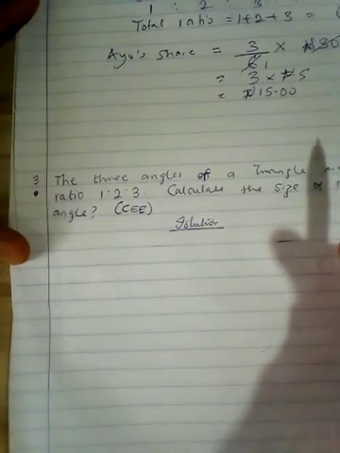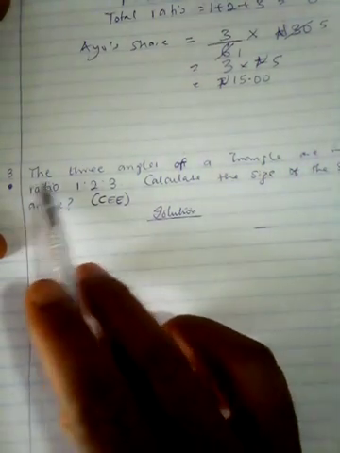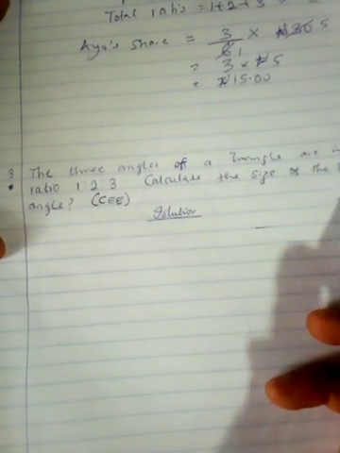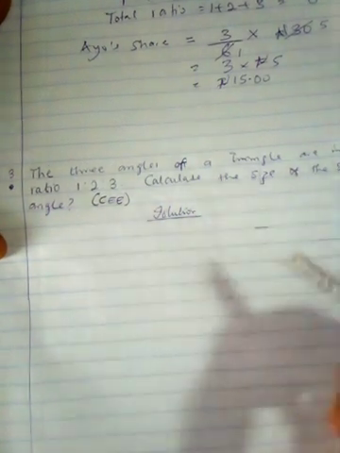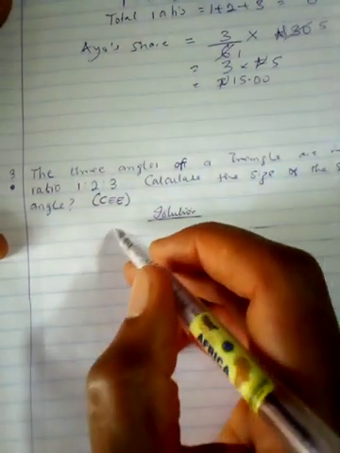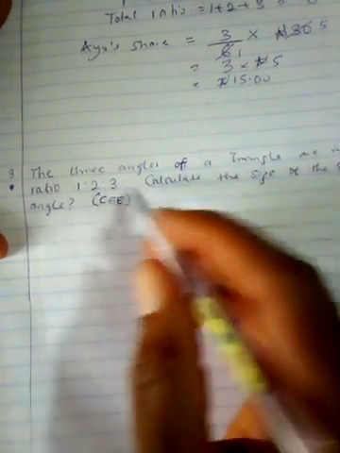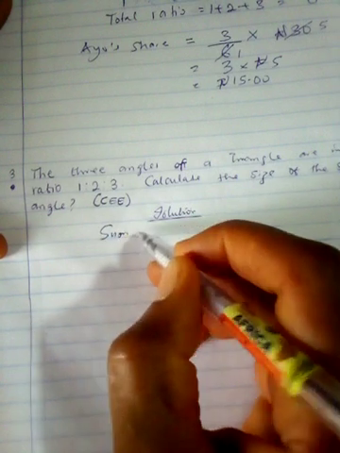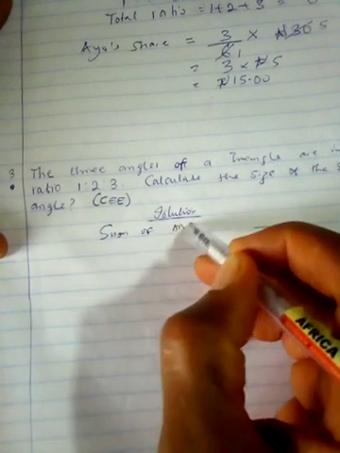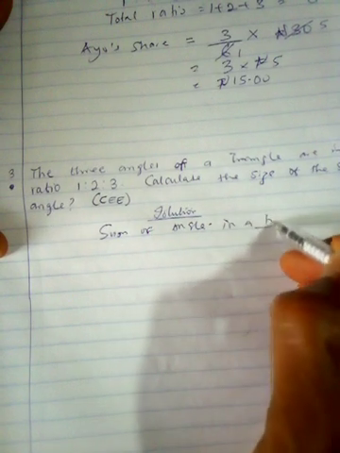Then we go to number 3, which says the three angles of a triangle are in the ratio 1 to 2 to 3. Calculate the size of the smallest angle. Now we are finding the size of the smallest angle. In this question, we know that there is the sum of angles in a triangle.